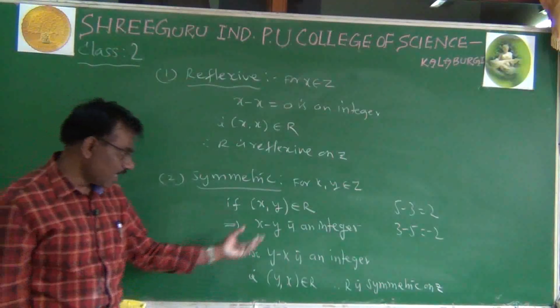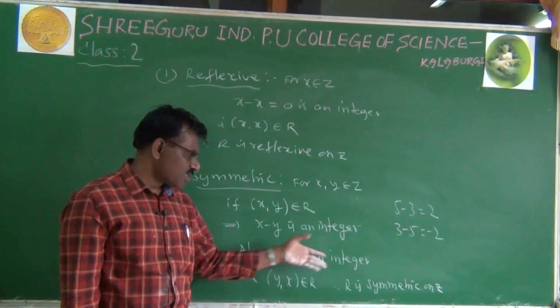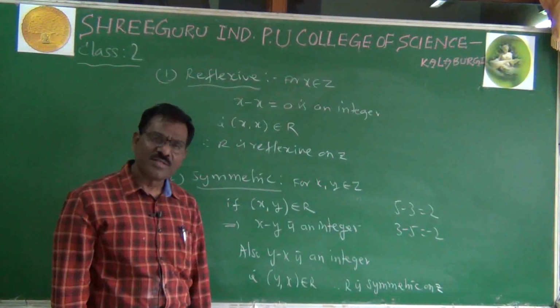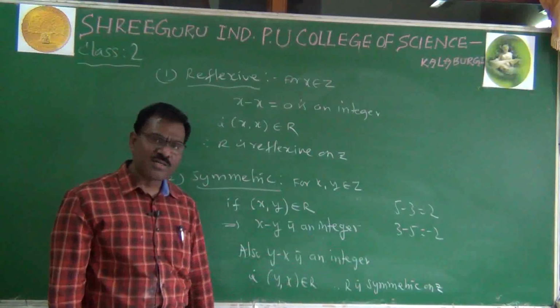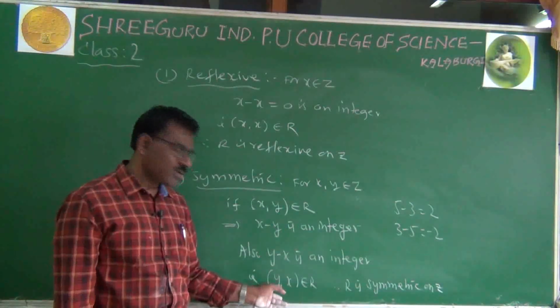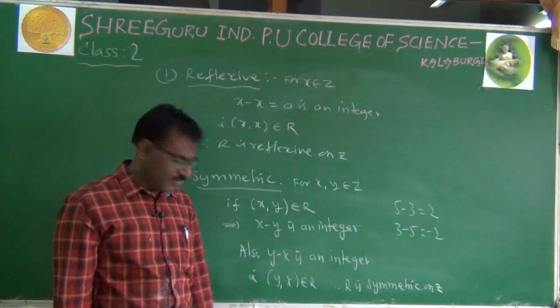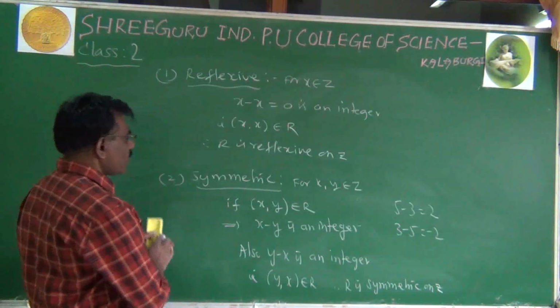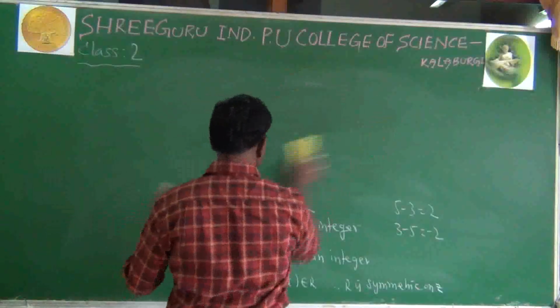Simple. X minus Y is an integer. Also, Y minus X is an integer. So Y comma X belongs to R. You are taking X comma Y, and the reverse is also an integer. Okay? Now, is it symmetric or not? Yes, this is symmetric.